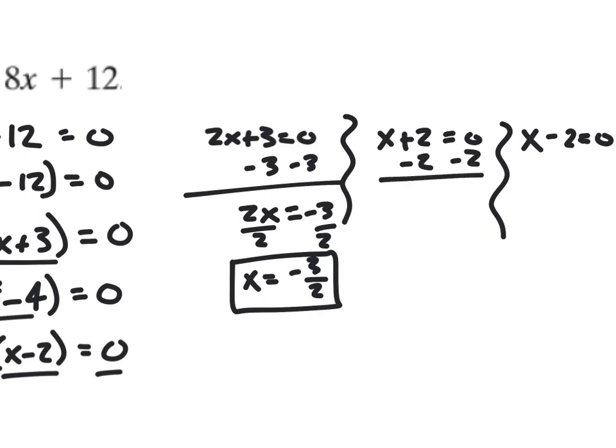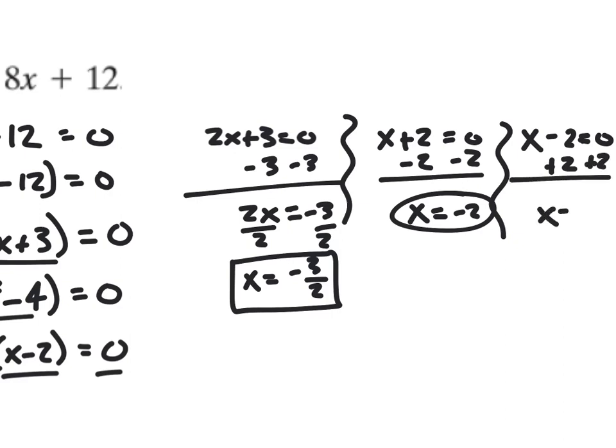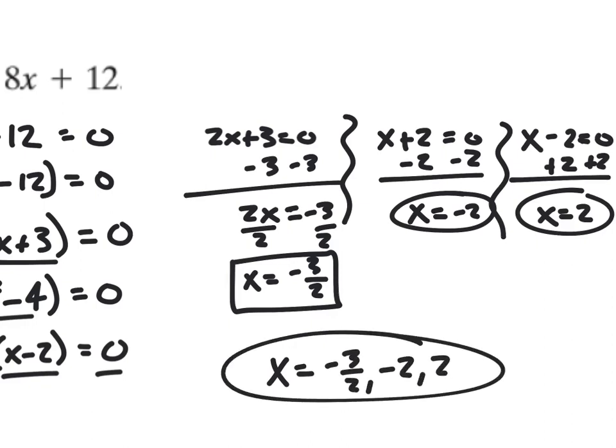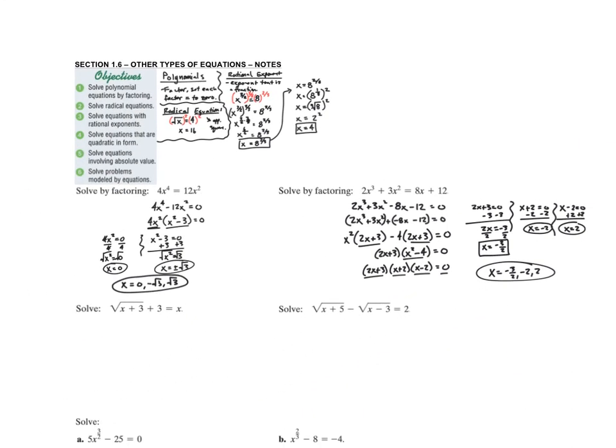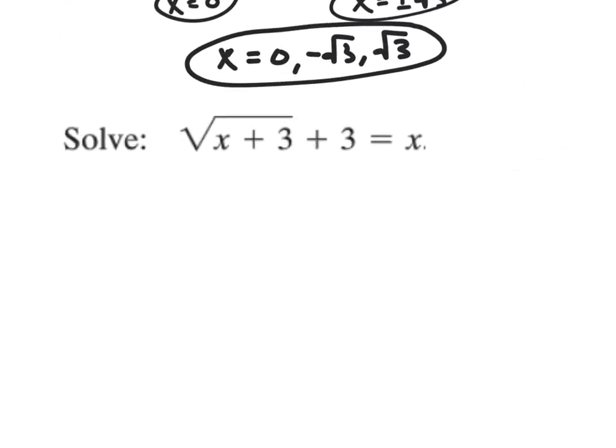Subtract 2 on both sides here, so I'm going to get that x is equal to negative 2. Add 2 to both sides here, I'm going to get that x is equal to positive 2. So my answers for this are negative 3 halves, negative 2, and 2. And those are my answers for x. Okay, so not too terrible, stuff that we're pretty familiar with, but I want to go over here.